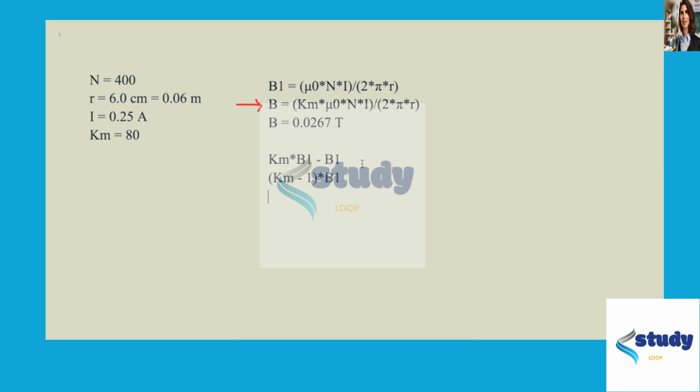And Km minus 1 is going to be 79, and 79 times B1, which we have here, if we again just plug all of these numbers in, that's going to give us this value for B1 here. And this should give us, when we calculate it, 0.0263 Tesla. So this tells us that the amount due to atomic currents is going to be almost the entire thing here, 0.0263 Tesla. So this is part B.